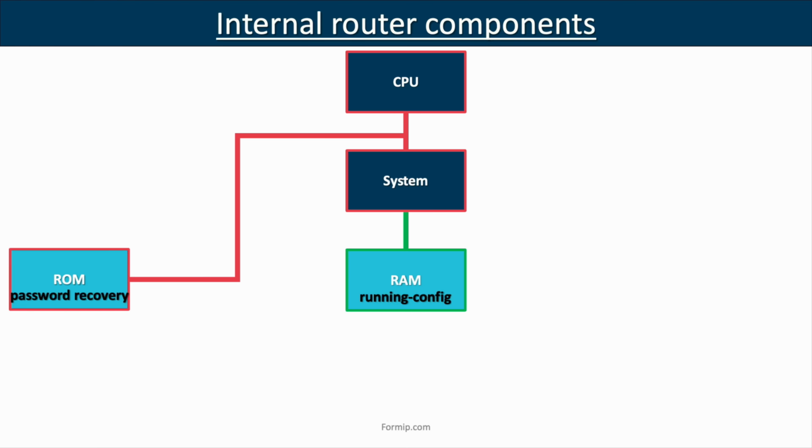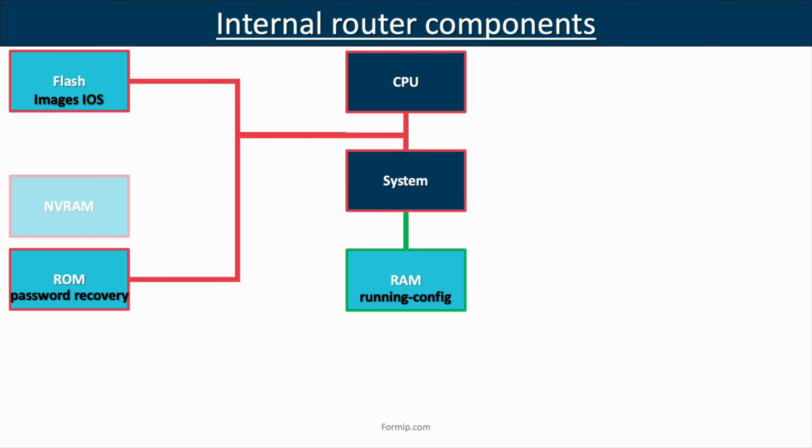Now, let's move on to the flash. It is an EPROM type memory that contains the IOS images. If you want, you can put several IOS versions on it and boot on the one you want. It's a memory that doesn't erase either when the router reboots. The last type of memory is NVRAM, which contains two things. We have the boot configuration file, that is to say, the startup config, and the value of the boot register.